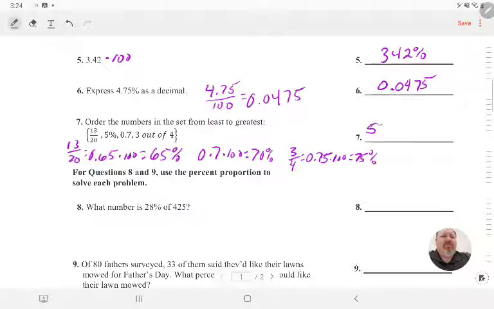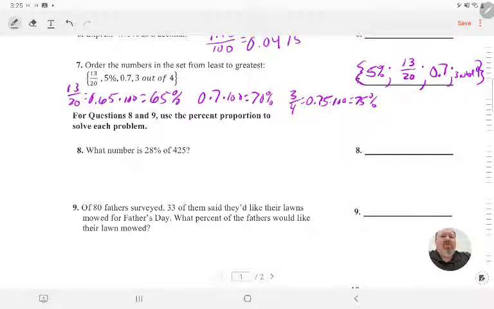So I want to go from least to greatest. So that's going to be 5%. Then my next lowest one would be 65%, so that's 13 over 20. Then my next one is going to be 0.7 for 70%. And then my last one would be 3 out of 4 for 75%. Okay?